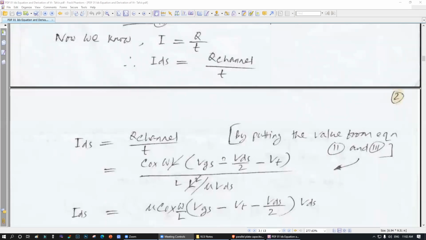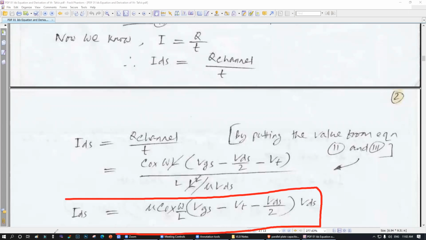Now, if you rewrite, this mu will go up, this VDS will go up, and then you have COX and W by L, because this L is at the bottom. So IDS is equal to mu COX W by L (VGS minus VT minus VDS by 2) into VDS. Okay, that is the equation for what? For your IDS. Understood, everyone?